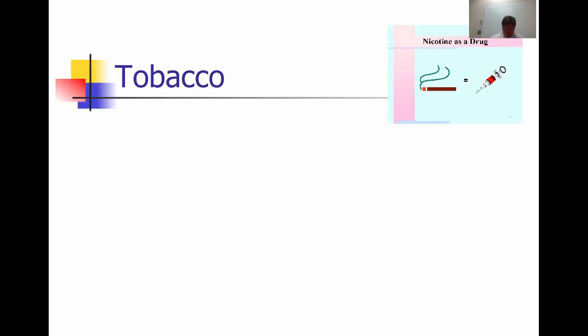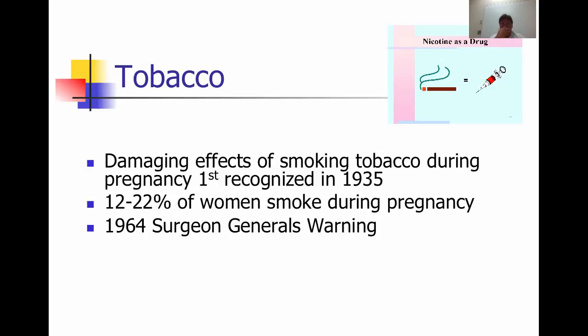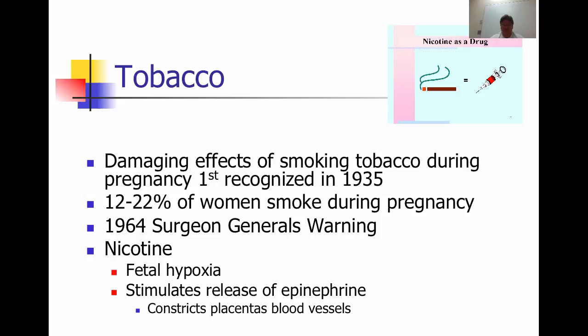The damaging effects of smoking tobacco during pregnancy were first recognized in 1935. And some recent statistics show that between 12 to 22% of women smoke during pregnancy, which, if you're like me, is just absolutely astoundingly unbelievable. We've known that smoking and the adverse effects of smoking have been well documented since 1964, when the Surgeon General first reported this and led to warning labels being placed on cigarette packages.